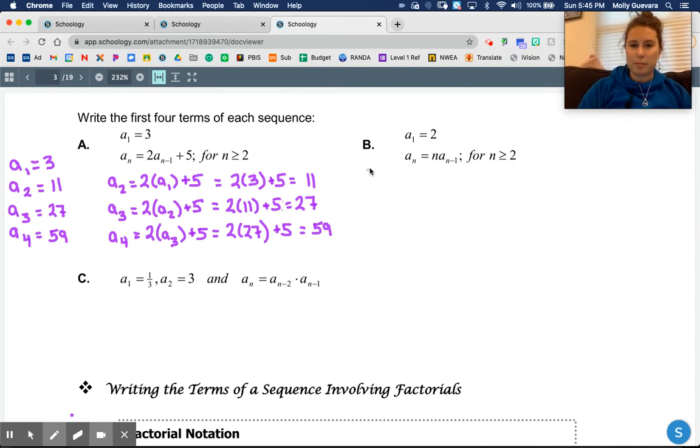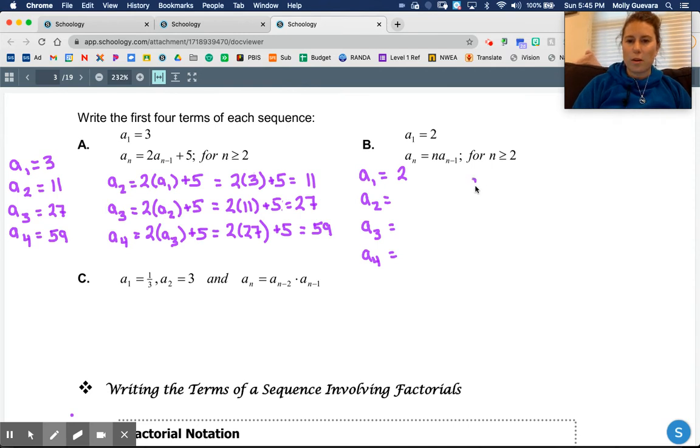For B, same thing. I want the first 4 terms. So I'm going to make a little list here. And I know that my first term is 2, so that's exciting. And now I want to find the second term. So a sub 2, n is 2, is equal to n, well, n was 2, times a sub 2 minus 1, so a sub 1. So that would be 2 times a sub 1, which is 2, and that gets me 4. So my next number is 4.